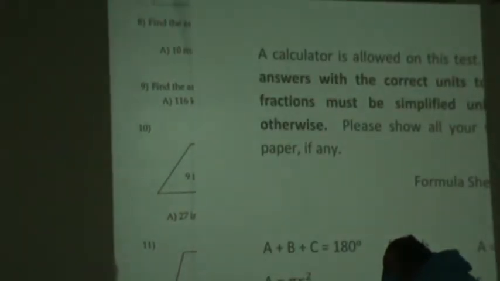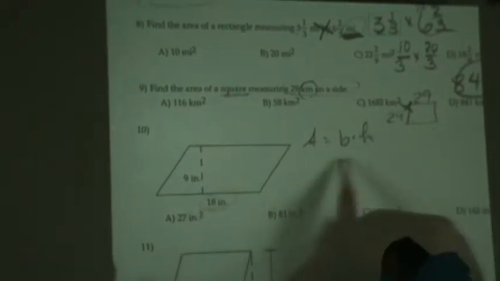Okay, now the area of a parallelogram. Same thing, base times height. So this could be for a rectangle or a parallelogram. Okay? Base times height, the base is 18 inches. Height is 9 inches. 18 times 9 is 162 square inches.